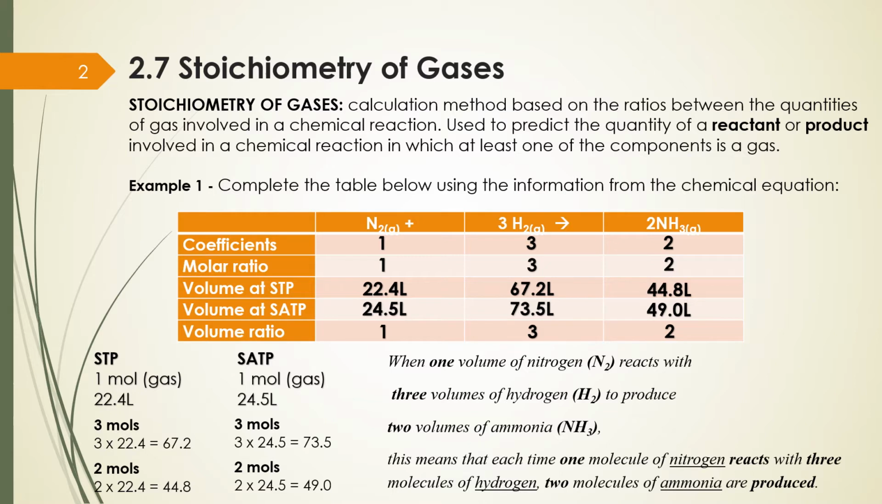So this means that each time one molecule of nitrogen N2 reacts with 3 molecules of hydrogen H2, 2 molecules of ammonia NH3 will be produced. Okay.